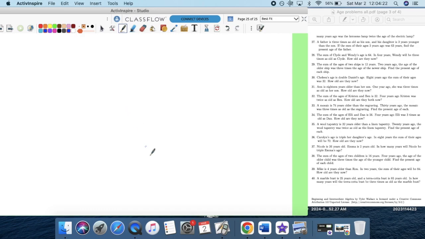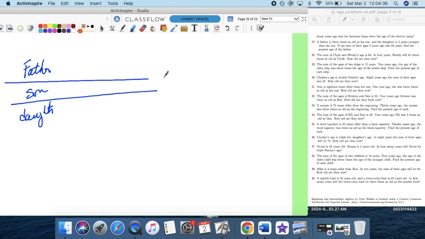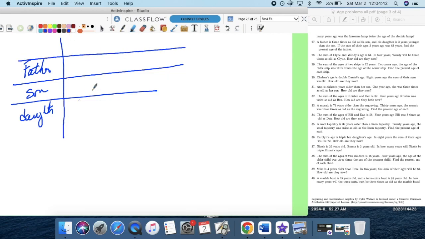rate time. So 27 has 3 characters. Your father's 3 times, so we have father. Let me write them down. Father. We have a son, and we have a daughter. The father is 3 times as old as his son. The daughter is 3 years younger than the son. So the son is X.